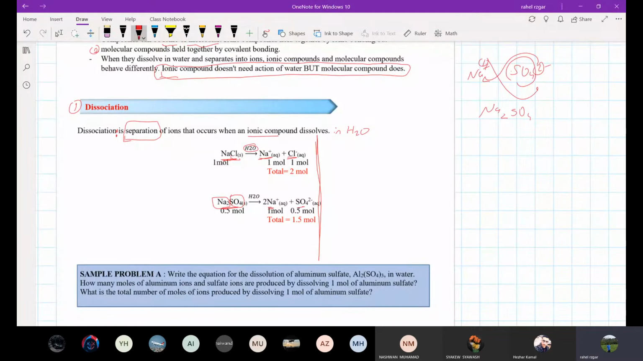But if the charges are different, we have 2 Na. That's why the coefficient of Na, the balancing of Na, becomes 2. We call those numbers coefficients.